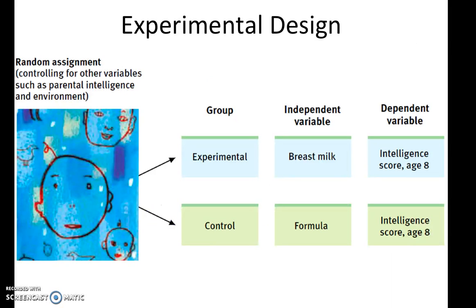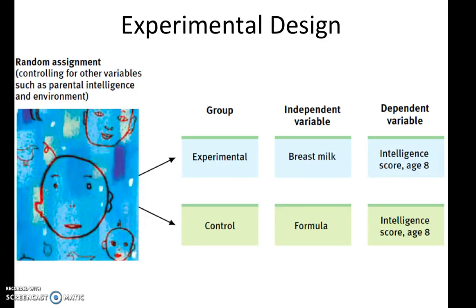Okay, so let's look at this. This is a study where they are trying to see if breast milk increases a child's intelligence. The operational definition for the experimental group is clearly defined: those children are going to be breastfed. The control group, on the other hand, is going to have formula.